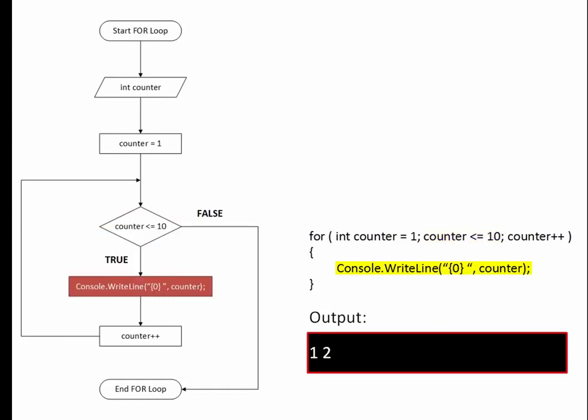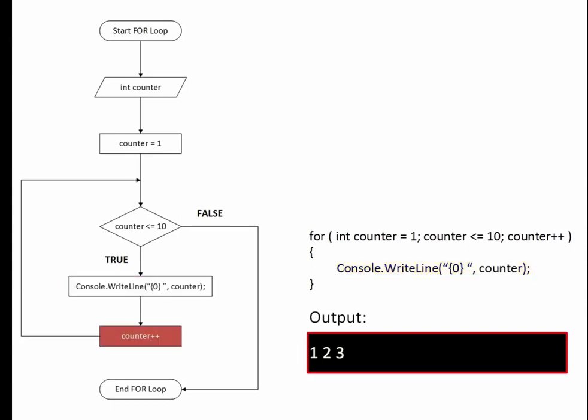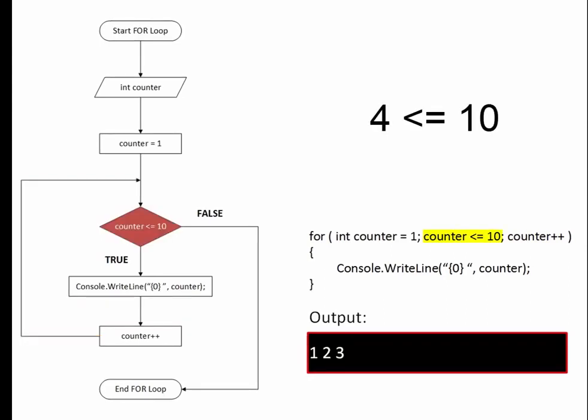This statement will print the current value of the control variable to the screen. Now the 3 is displayed, and the control variable is updated by 1, so that 3 becomes 4. We start again at the loop continuation condition. The current value of 4 is less than or equal to 10, so we move to the loop's body.